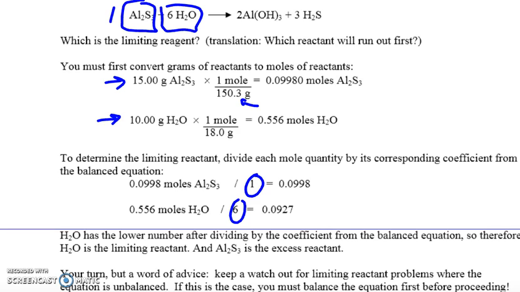There was a 1 in front of the aluminum sulfide, and there was a 6 in front of the water. So when we do this, we get 0.0998 for aluminum sulfide, and we get 0.0927 for water. Since 0.0927 is smaller, that allows us to decide that water will be the limiting reactant and that aluminum sulfide will be the excess reactant. All right, so your turn now, but a word of advice: keep a watch out for limiting reactant problems where the equation is unbalanced. If this is the case, you must balance the equation first before proceeding.